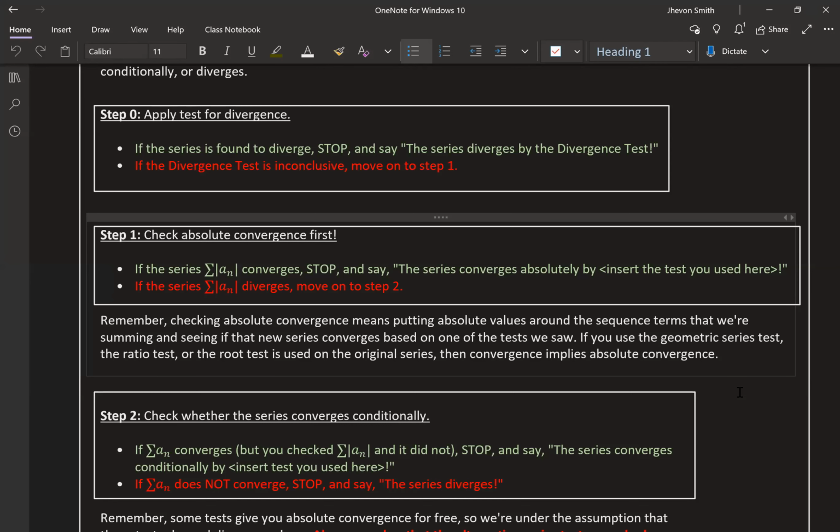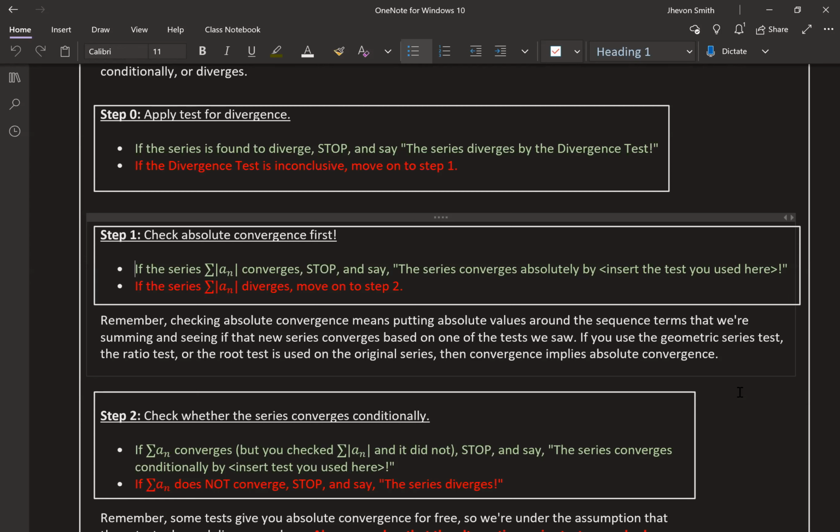If you apply the integral test, you'll also get absolute convergence automatically because the function has to be positive for the integral test to apply, which means when you throw absolute values around it, it's not really going to make any difference whatsoever. So there are a bunch of tests that will automatically give you absolute convergence. These are the geometric series test, the ratio test, the root test, and the integral test. However, the alternating series test can only give you conditional convergence.